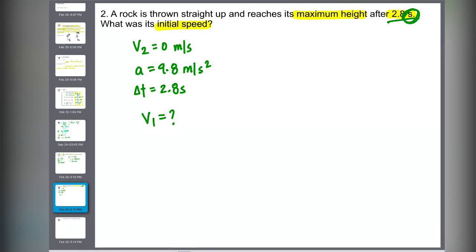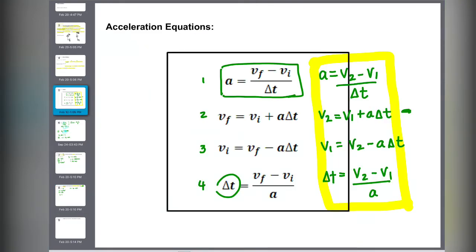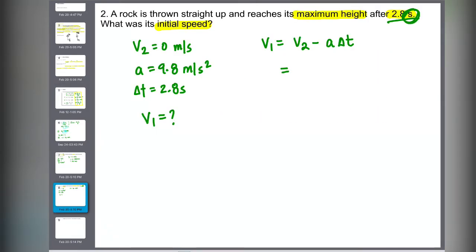Did I tell you you should write these out on a piece of paper so you have it handy when you're doing the work? I think I said it 10 times. Now check your note. Do you have the 4 equations written out? If not, pause the video and write it out on your study notes. V1 is V2 minus A delta T. Right? Go back, just double checking. Yep. All right. So V2 is 0 minus A, which is 9.8, times T, which is 2.8.